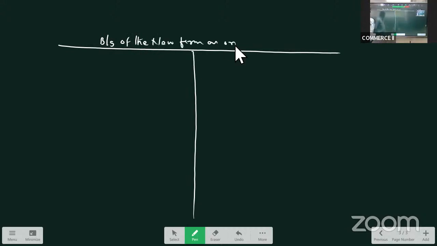When we prepare the balance sheet, I always tell you to prepare it in the same sequence as given in the question. Balance sheet of the new firm as on... What is the date given? When was the admission done? There is no date, so we'll take it as 31st March 2020 only, the given date of the balance sheet.